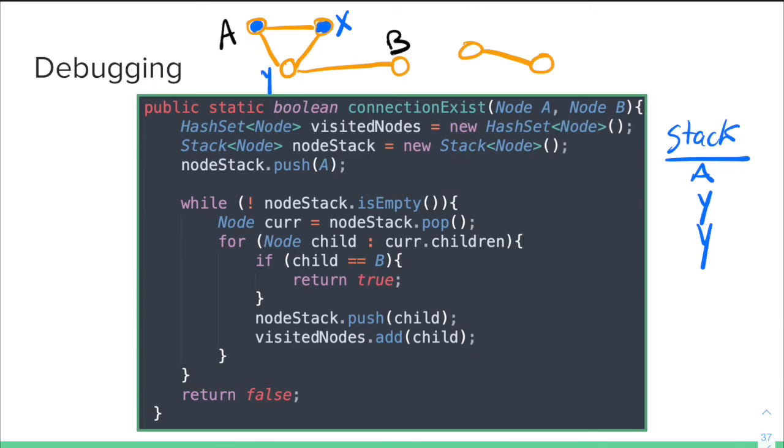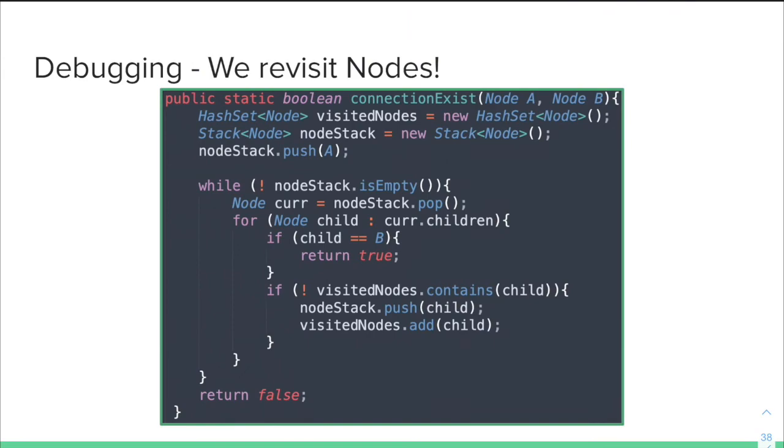And the problem here is that we have successfully added nodes to our visited nodes set, but we never check if we are accessing a node that is already in our visited node set. So this is going to cause the bug that we revisit nodes. What we'll need to do is add a piece of code in here that actually checks to make sure that we haven't seen this node already.